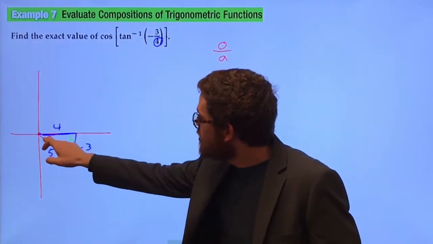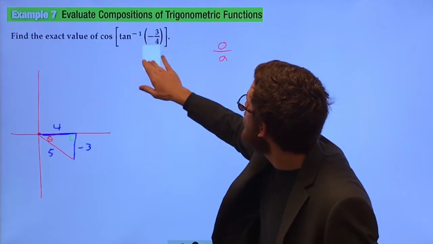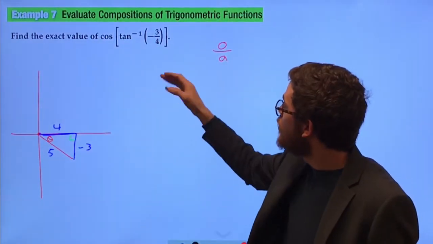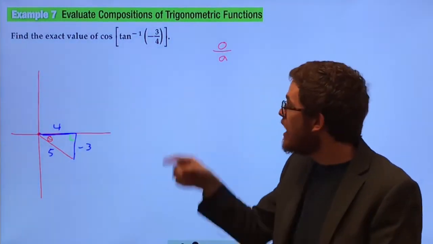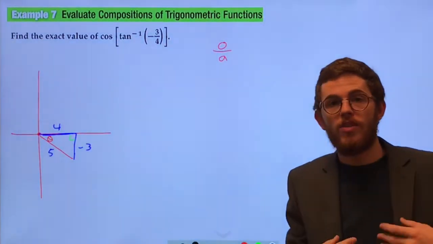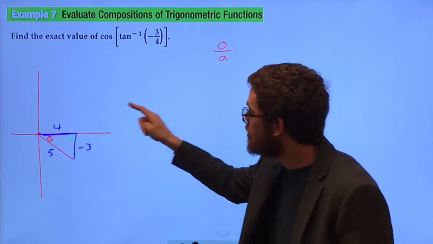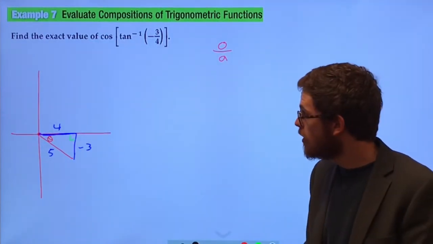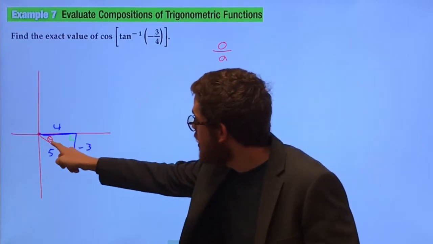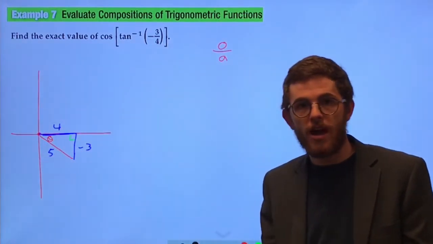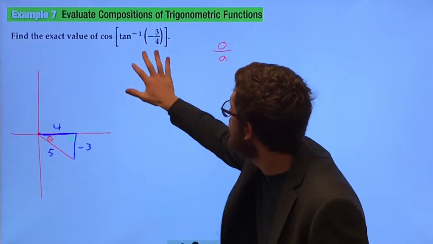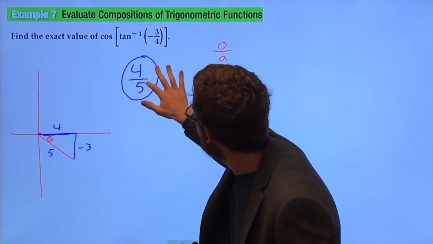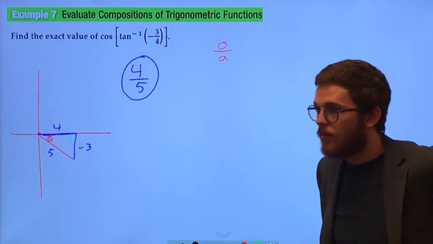And we know it's that the inverse tangent that creates this ratio. Inverse tangent is looking for an angle. There's the angle. I don't care what that angle is. I just know it's that angle creating this triangle right here. So the cosine of that is going to be the adjacent over the hypotenuse. The cosine of this is going to be 4/5. And that's it.